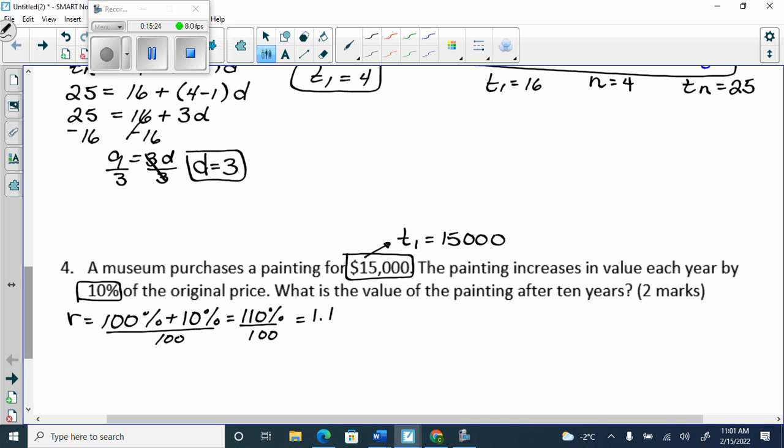What is the value of the painting after 10 years? So we know N is 10. We know it's geometric because we got R, correct? Whenever it's percent, it's R. That's a giveaway.